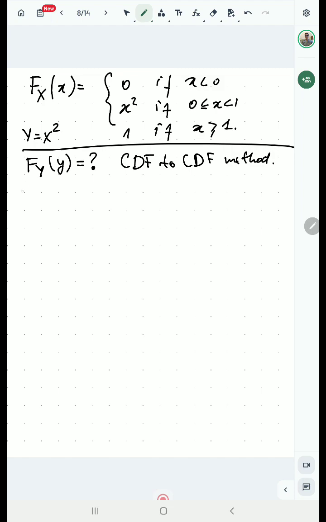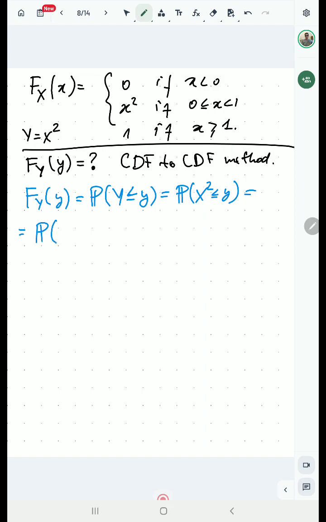So how do we do it? We proceed in this way. Let me use blue color for the solution. We are interested in F_Y of y. That is the same thing as the probability of Y being less than or equal to a particular y. And we know that Y can be replaced by x squared. So this is the same thing as x squared being less than or equal to y. And here we have to be careful because this probability corresponds to the probability of x being in the interval between minus square root of y and positive square root of y.